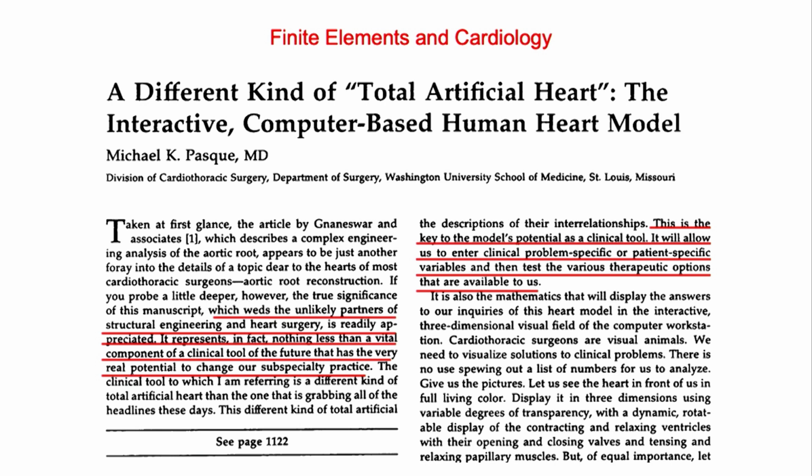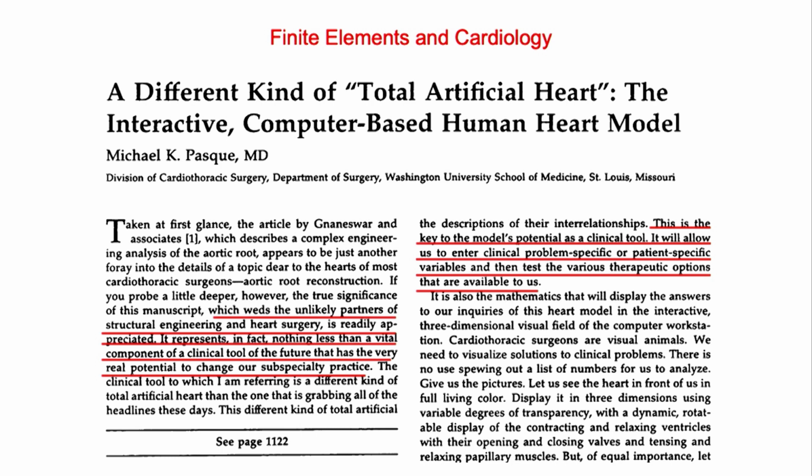What is also interesting is an editorial that was written on this paper. Please don't misunderstand that I'm trying to boast, but I'm very impressed by this editorial. It talks about the unlikely partners of structural engineering and heart surgery. This was published in the Annals of Thoracic Surgery, one of the top thoracic surgery journals. It says the partnership is readily appreciated and represents nothing less than a vital component of a clinical tool of the future.